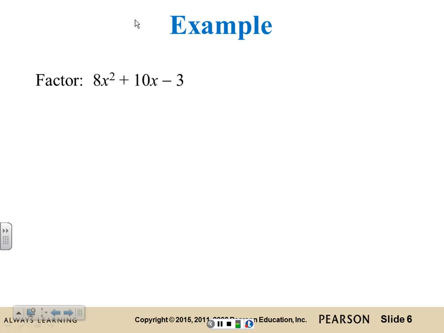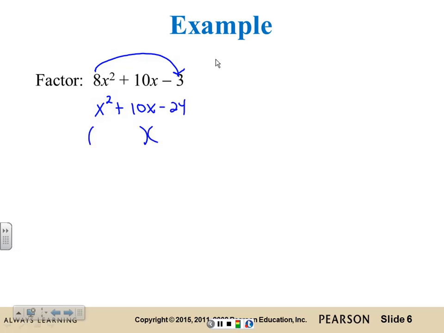So one last one. Let's try this one. We have a trinomial. My leading coefficient is not 1. I would like to make it 1 by factoring the greatest common factor of 8, but that's not the greatest common factor. So I can't do that. So I am going to have to do bottoms up. So we're going to multiply 8 times negative 3. So we're going to have x squared plus 10x minus 24.